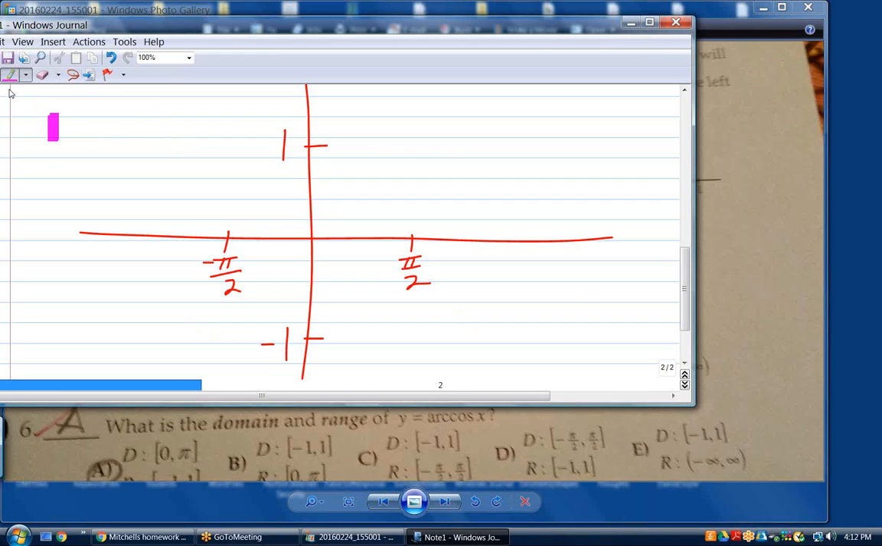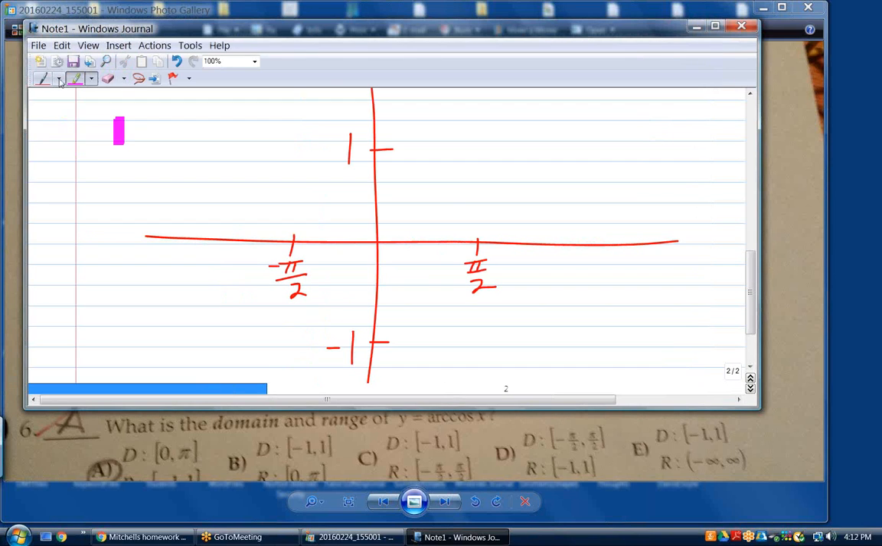Cosine, ooh, how did I get that? Wow, now I can't get it back? Are you kidding me? Oh, it's because I pushed the wrong thing.